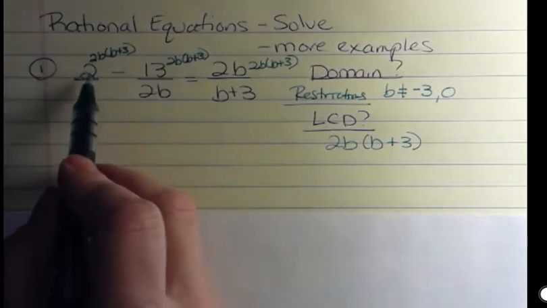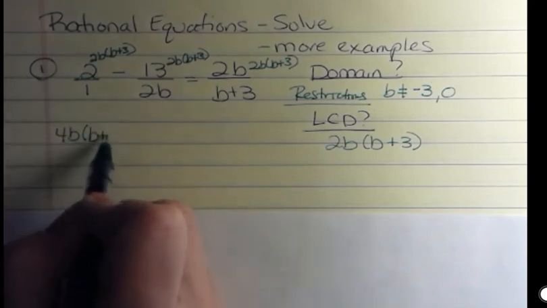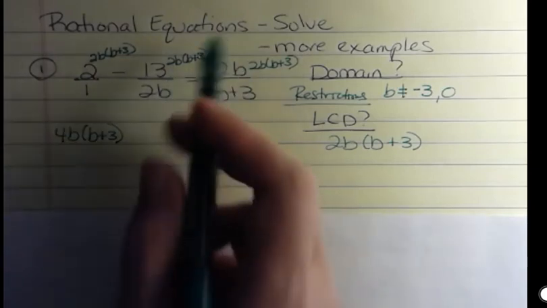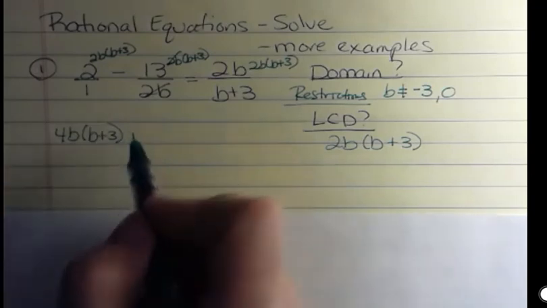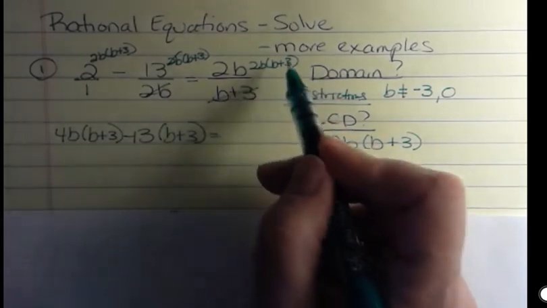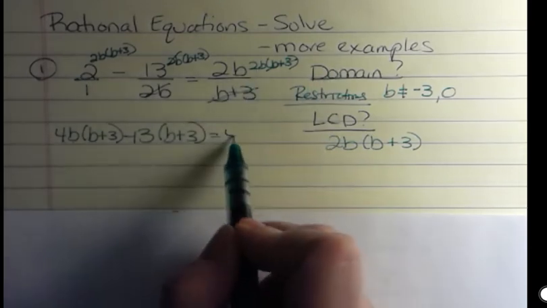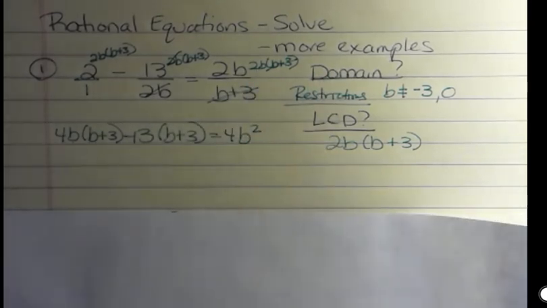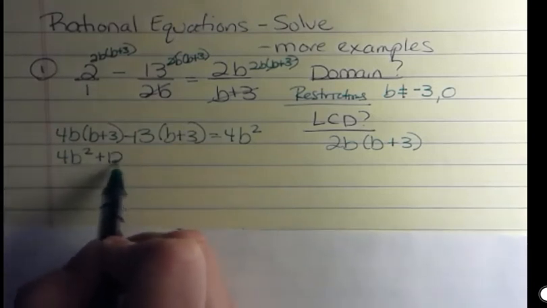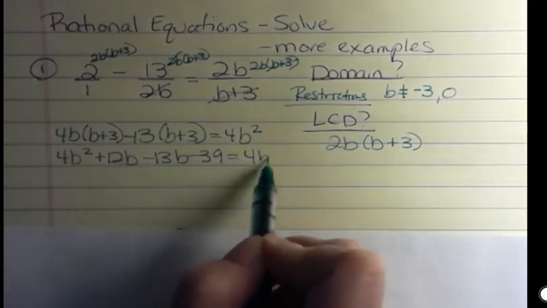So I get 2 times 2. You see how that's going to be 4. So that's going to be 4b, and I'll distribute that out in a second. And then here I have the 2b's canceling. So what I have is -13 times b plus 3. And over here I have the b plus 3's canceling. So I have 2b times 2b, which is 4b squared. And now I want to finish solving that. I get 4b squared plus 12b minus 13b minus 39 is 4b squared.